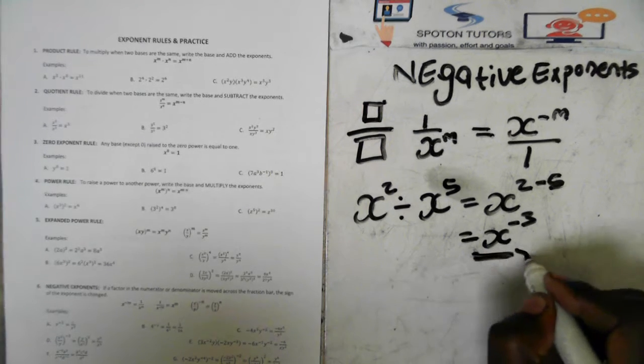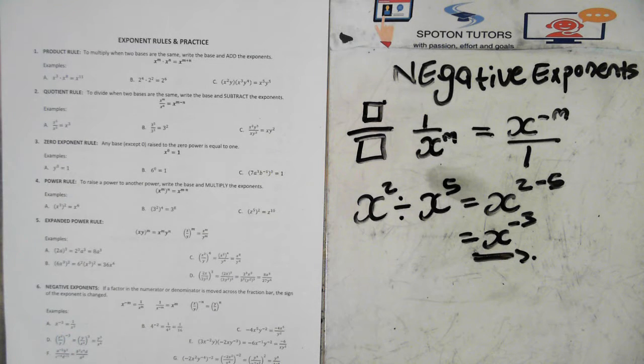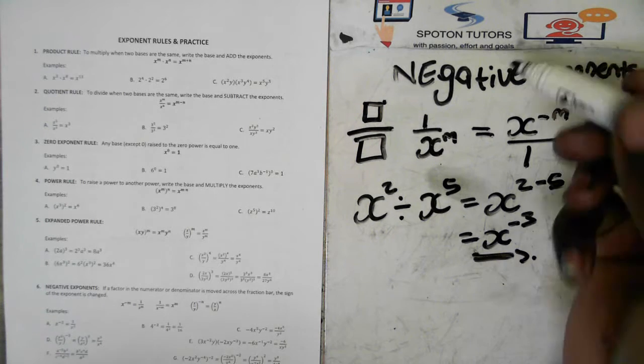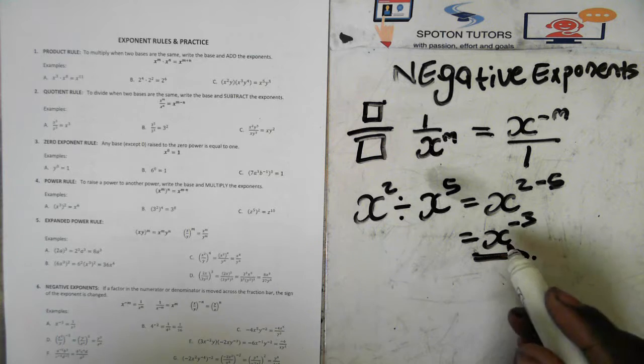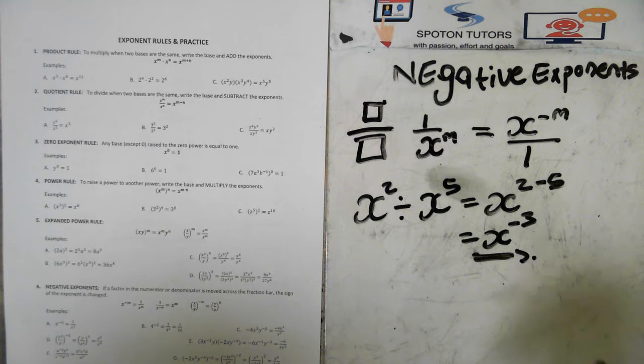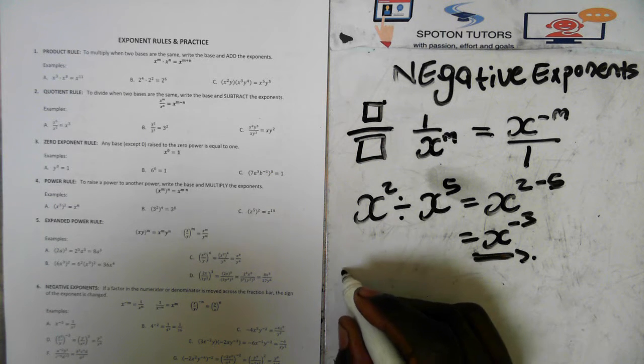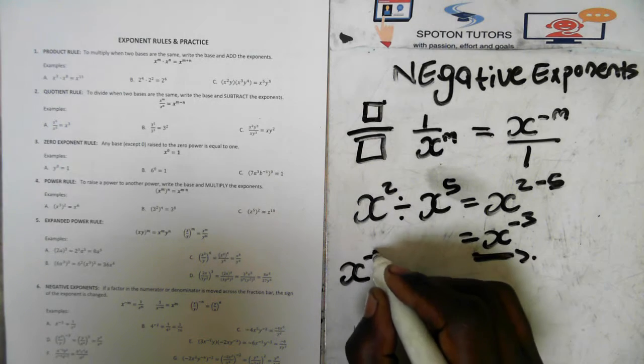Your answer can never stay negative mathematically. It's not allowed to stay with a negative exponent. So what do you do with that negative exponent? You apply the negative exponent rule. Now you are linking this rule with the second rule, or with any other calculation that you have done, and that leads you to x to the power minus 3.